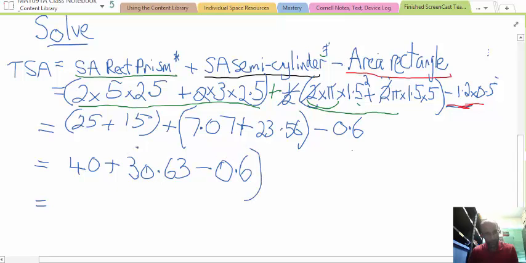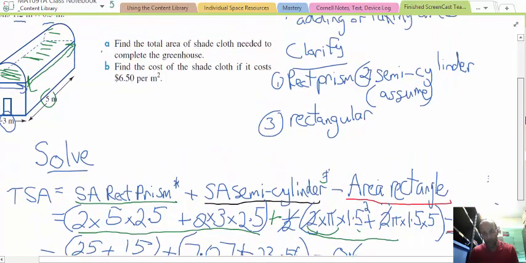If you look at those two parts there, 30.03 plus 40 is 70.03 square meters, because it is a surface area.